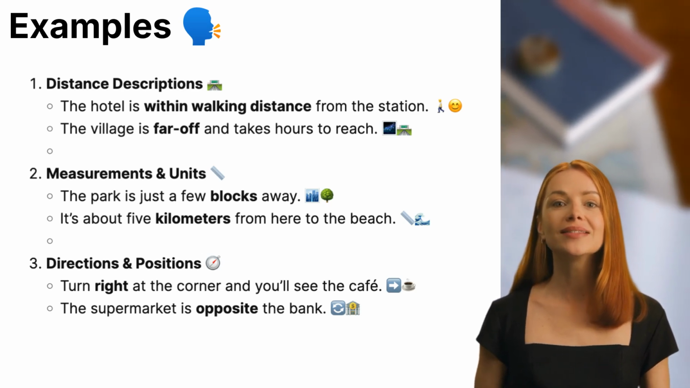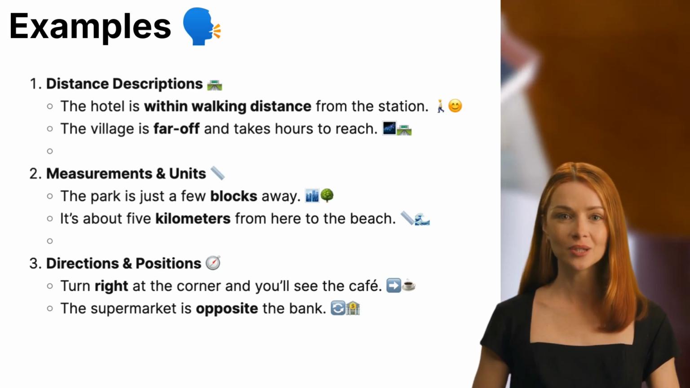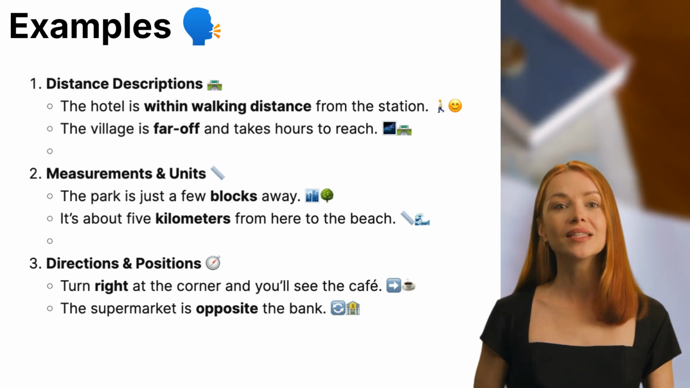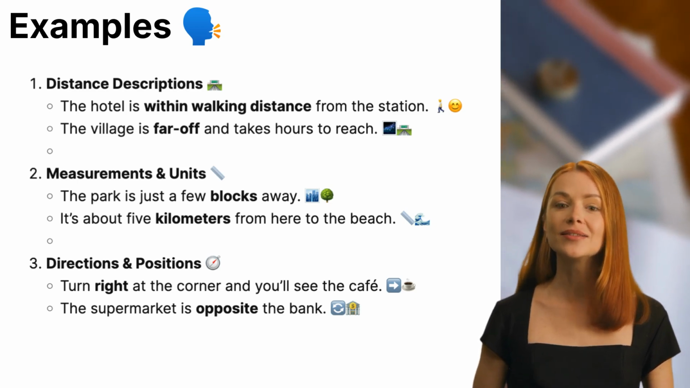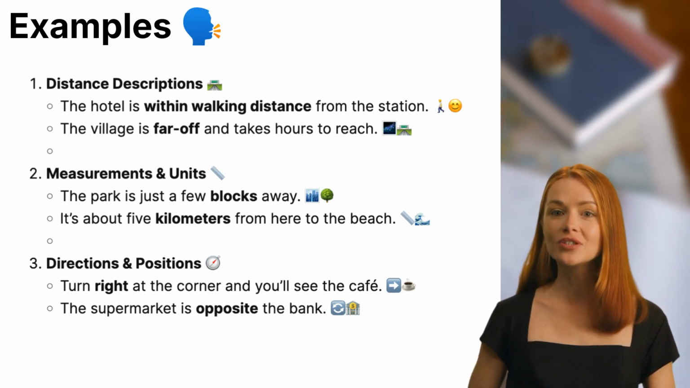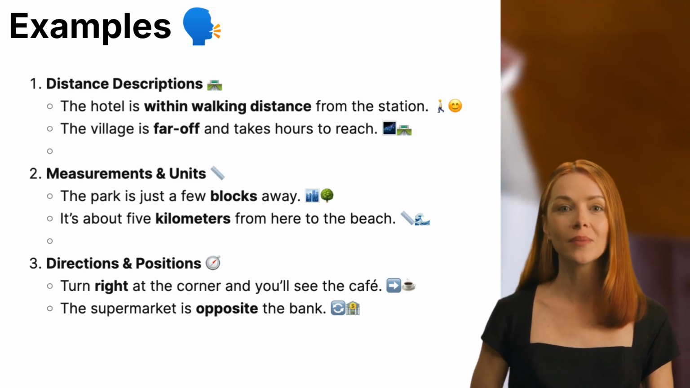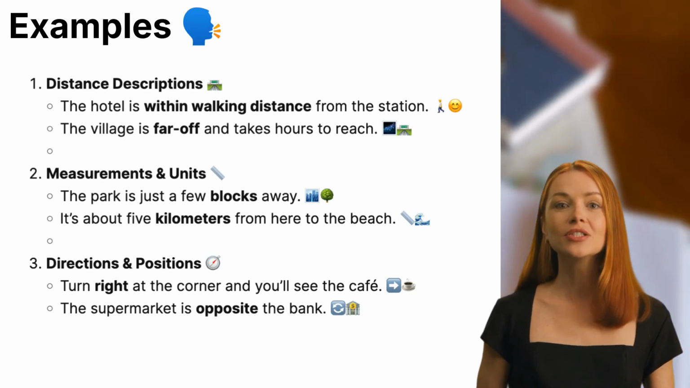2. Measurements and units. The park is just a few blocks away. A few blocks away is often used in cities to describe a short walking distance. It's about 5 kilometers from here to the beach. This is natural when giving directions or estimating distance. You can easily swap kilometers for miles or meters, depending on the situation.